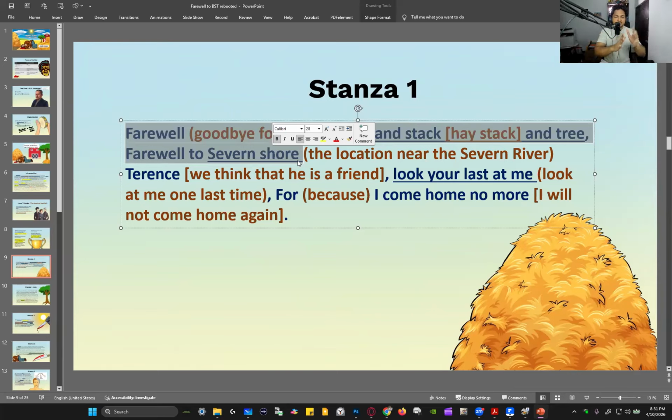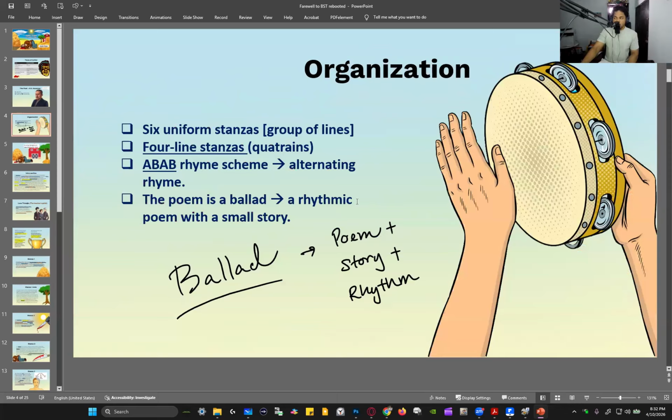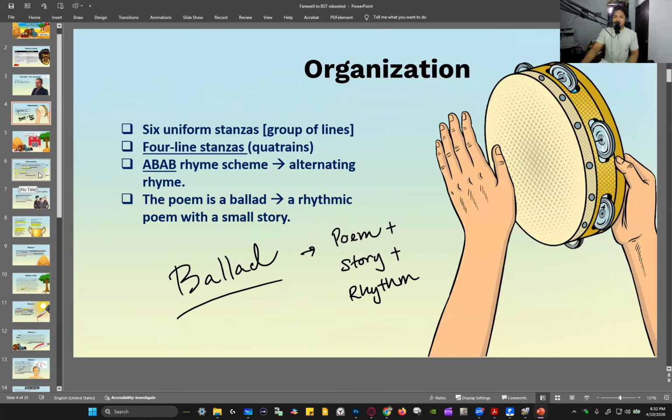If you carefully study the rhythm of the stanza, you can identify that there is a marching kind of rhythm. Farewell to barn and stack and tree, farewell to sever and show. Terence, look your last at me, for I come home no more. Do you see that there is a rhythm? And because there is a rhythm, plus there is a story, this poem is classified as a ballad. So this is a special kind of poem.